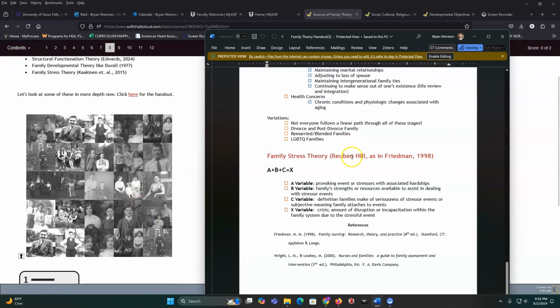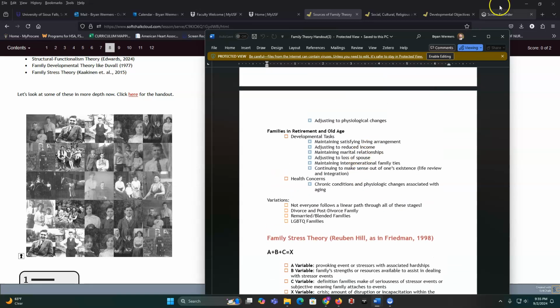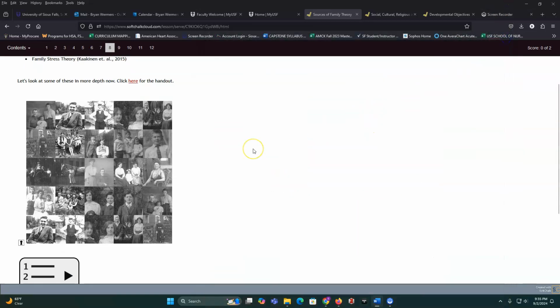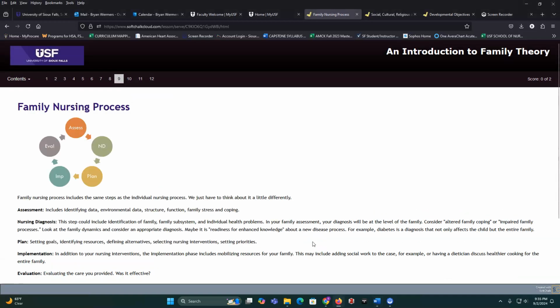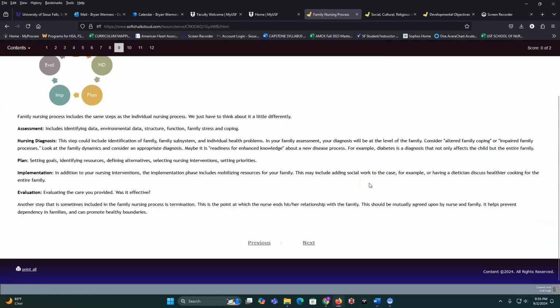So use this handout. This is kind of a good reference just to look at some of the theories about this. Family nursing process, it's the same thing. So we're talking about nursing, we're assessing, looking at nursing diagnosis, plan, implementation, evaluation, and repeat and repeat and repeat. But you got to think about the family as a whole and not just the patient.